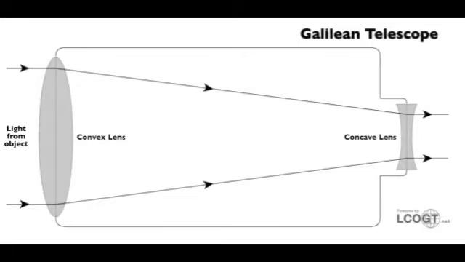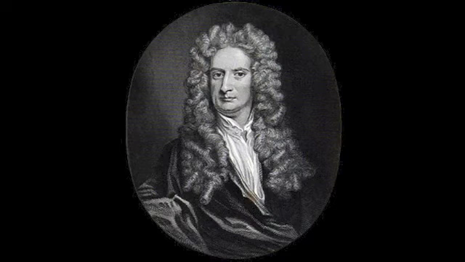Galileo discovered the rings of Saturn and was the first person to see the four major moons of Jupiter in 1610 using his Galilean telescope. It used a convex objective lens and a concave eyepiece lens and could magnify objects 3 times. Telescopes he made later magnified objects up to 30 times.